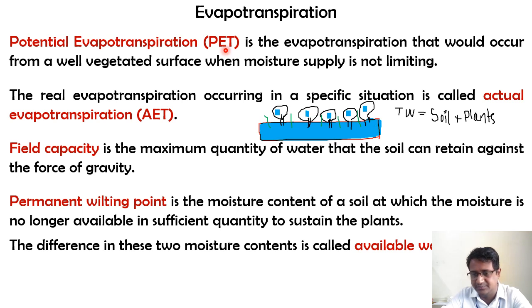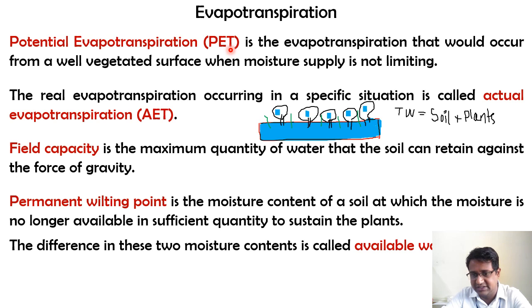Okay, I'll repeat once again. Potential evapotranspiration is nothing but evapotranspiration itself, but the only condition is that your soil should be saturated, and the moisture supply should be sufficient and not limiting. If that is the case, then you call that potential evapotranspiration.